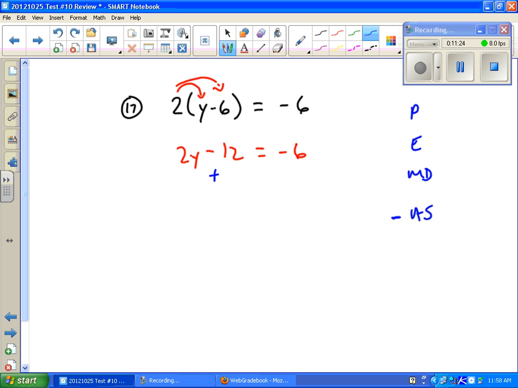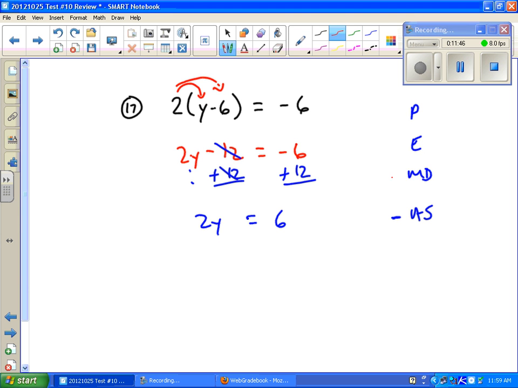You have minus 12, add 12 to cancel it out or undo it. You add 12 to that side, you got to do it to this side to balance it. Bring this down, 2y, negative 12 plus 12 cancels out, equals negative 6 plus 12. Subtract them since they're opposite signs. 12 minus 6 is 6, and 12 is farther away from 0, so it stays positive.